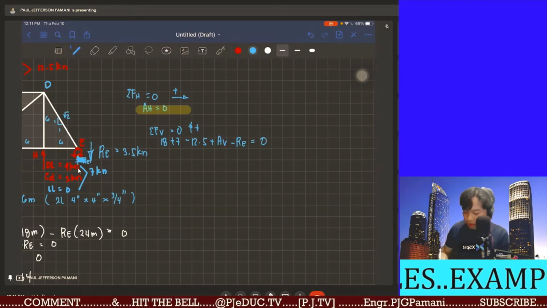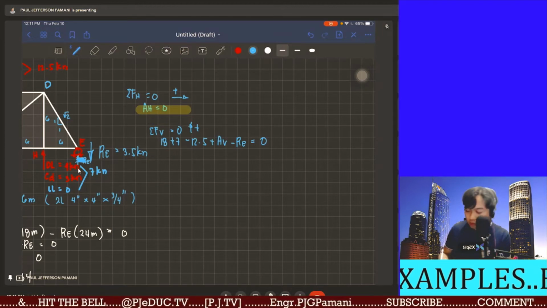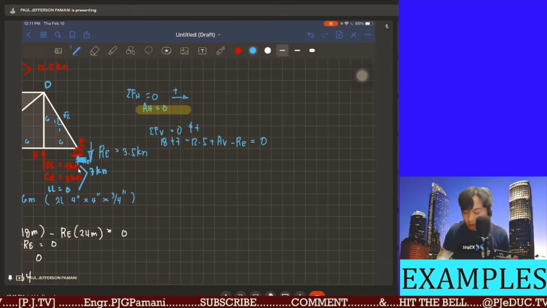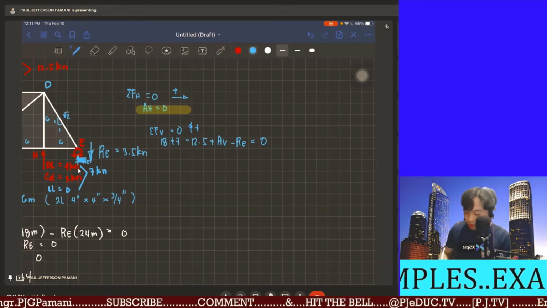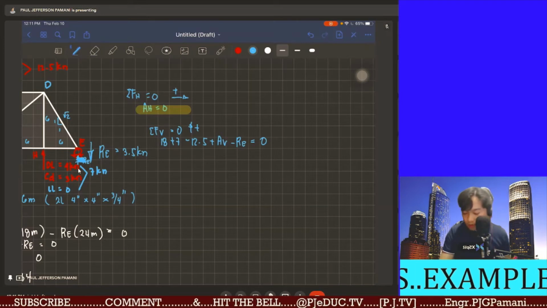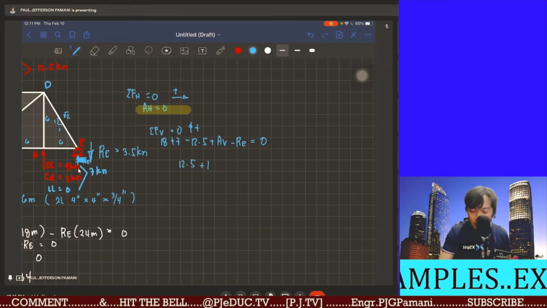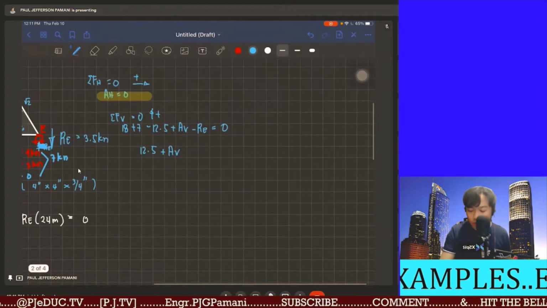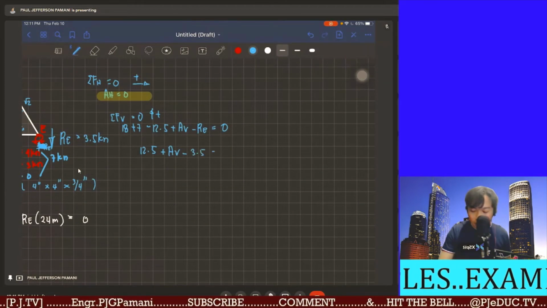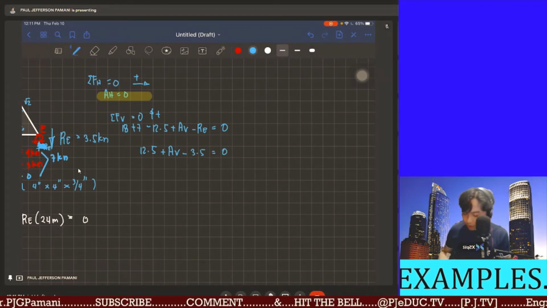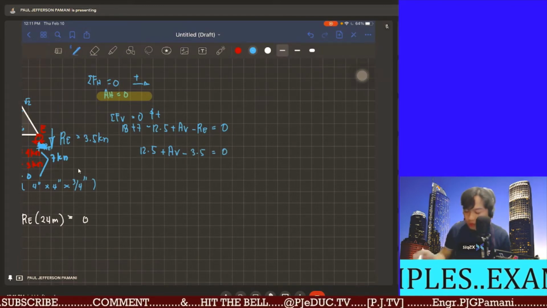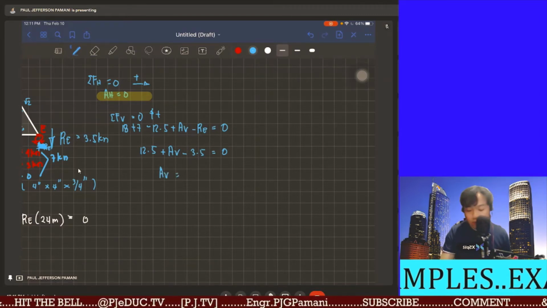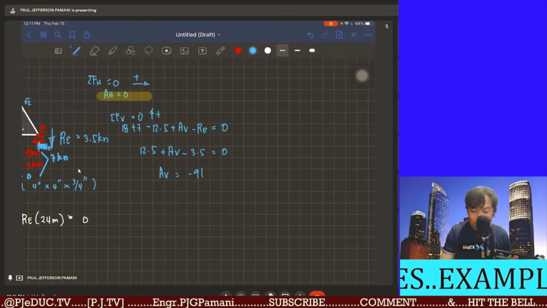Substitute 18 plus 7 minus 12.5. That is 12.5. 12.5 plus AV. RE was identified as 3.5 kilonewton going downward, equal to 0. 12.5 minus 3.5. That is 9 kilonewton. AV is positive 9 transposed to the other side, negative 9 kilonewton.